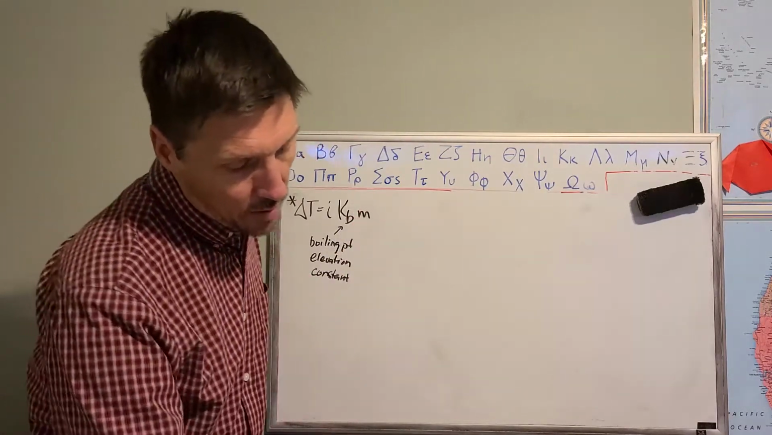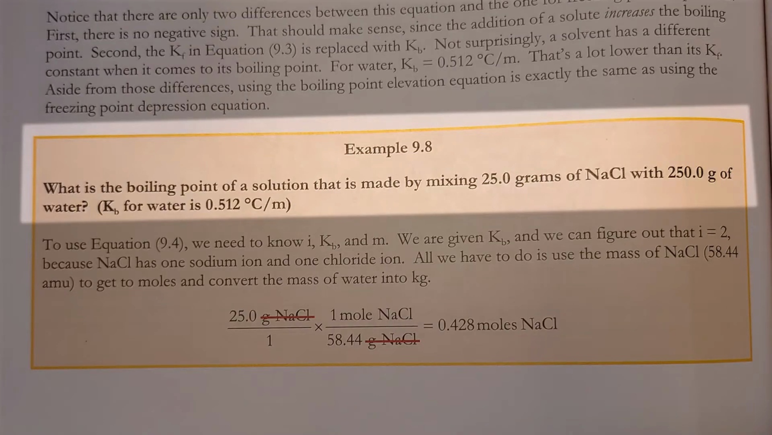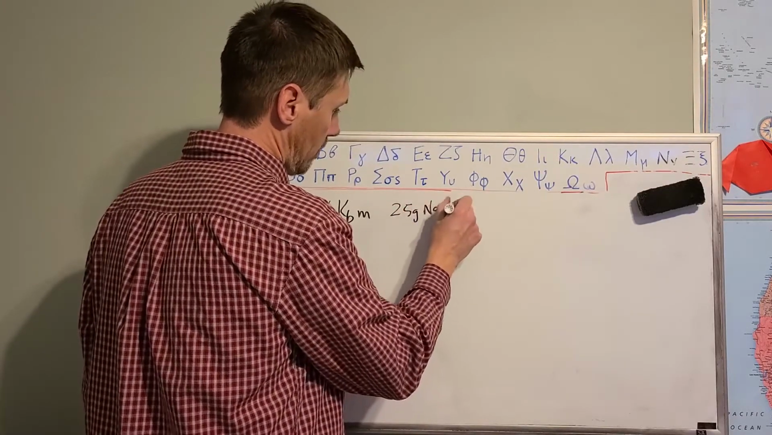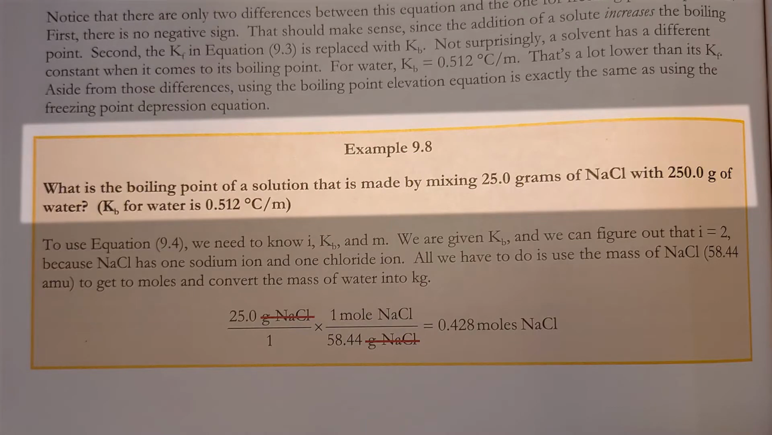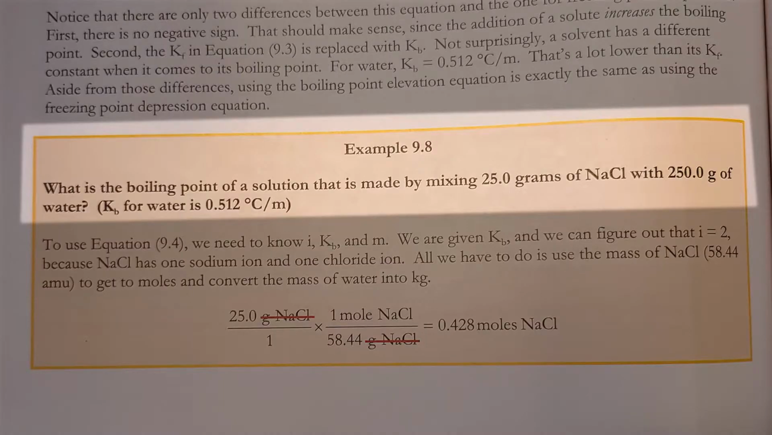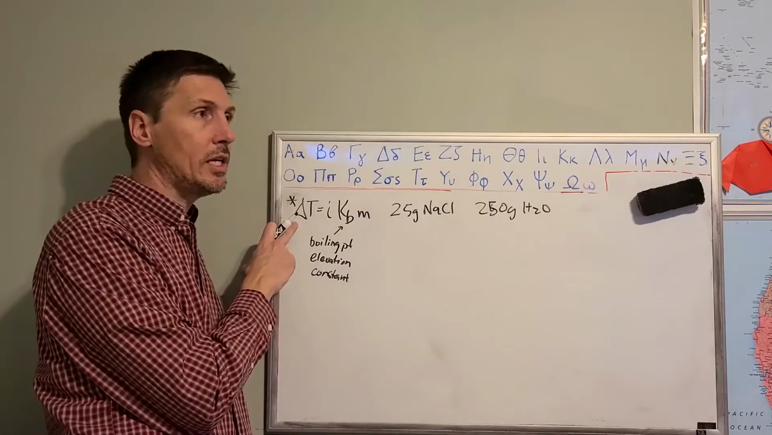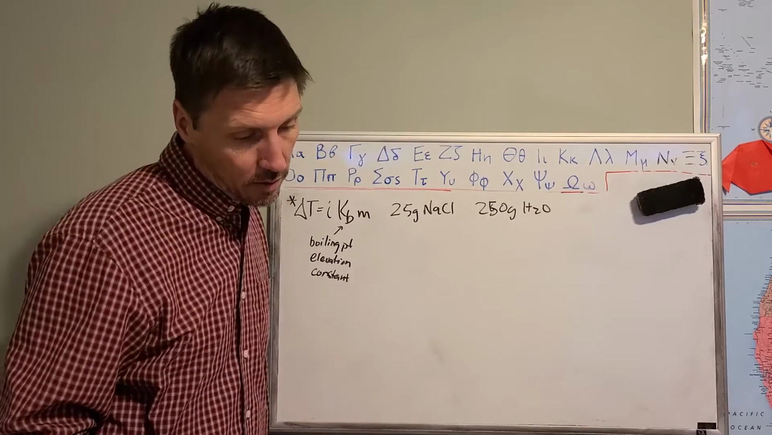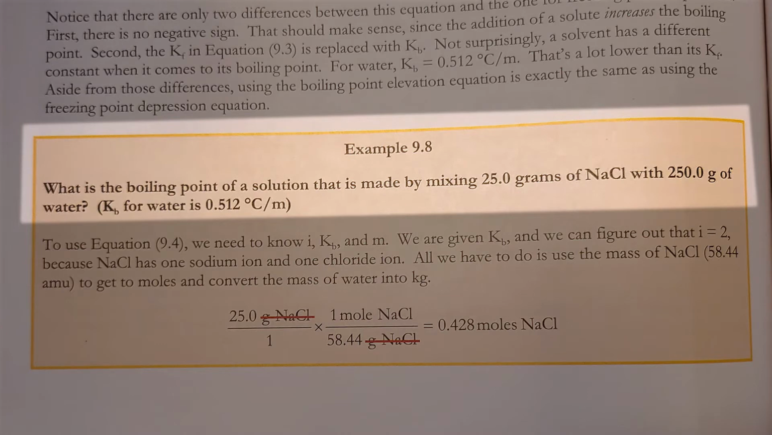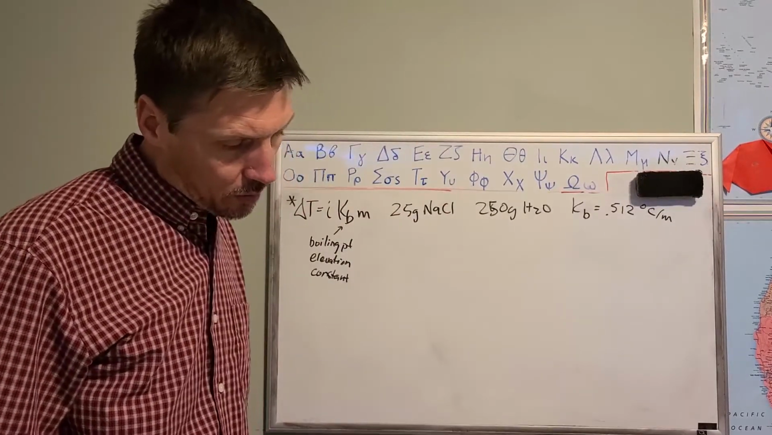All right? So let's do one more problem that will give us an opportunity to use this equation, and it's on page 278, example 9.8, and it says, what is the boiling point of a solution that is made by mixing 25 grams of NaCl with 250 grams of H2O? Not what is the change in temperature, which is what this equation is going to give us, but what is the new boiling point? Whatever we find here for change in T, we're going to add that to 100 degrees Celsius, since we're talking about water. And the Kb of water, it gives us as 0.512 degrees Celsius per molal. It's the same unit as the freezing point depression constant had.